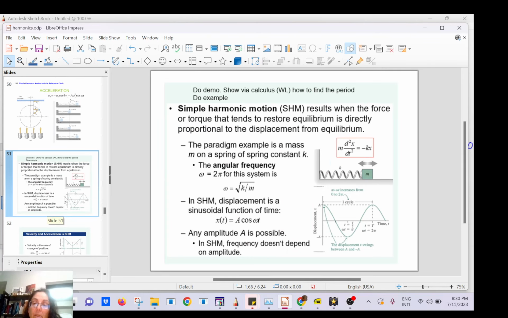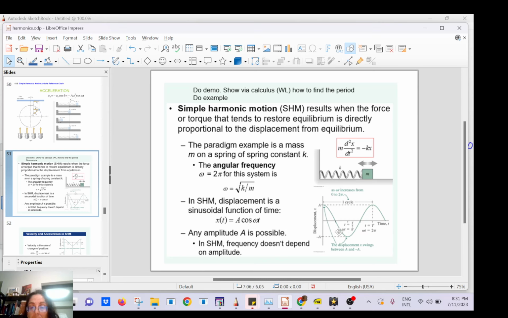Okay, so here is just a review. That's a different way to write exactly the same thing. That will be the differential equation, the equation of motion that describes simple harmonic motion. And in that case, it's a spring. So that will be the angular frequency, which is also called the natural frequency. It means if you stretch the spring, it wants to oscillate at that frequency, only that frequency.